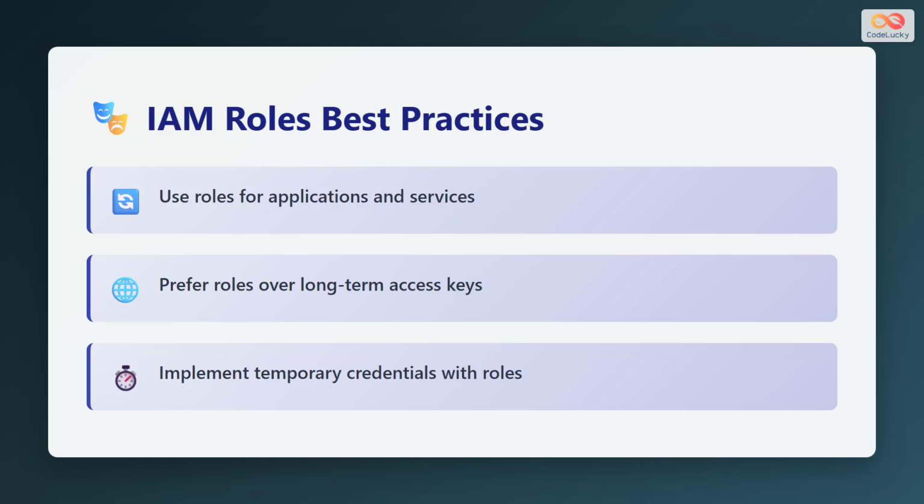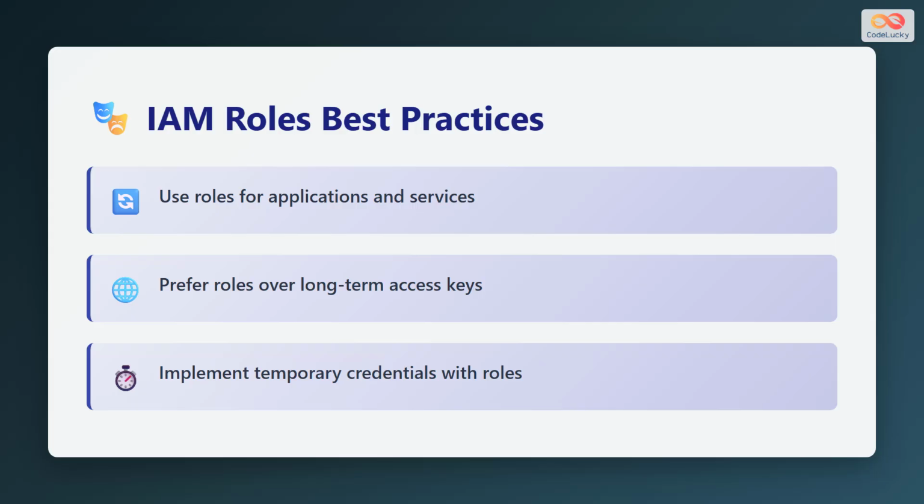IAM roles are a more secure alternative to long-term credentials. Use roles for applications and services running on AWS infrastructure, such as EC2 instances or Lambda functions. Roles provide temporary credentials that automatically rotate, eliminating the need to embed static credentials in your code. Prefer roles over long-term access keys whenever possible.